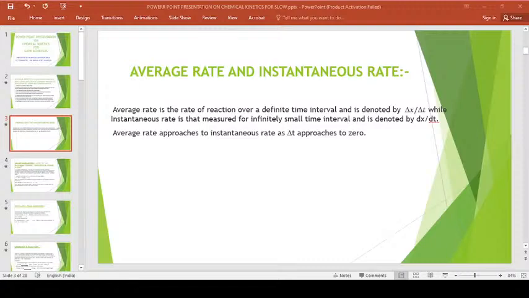Now let us come to the order of a reaction. Order of a reaction is defined as the number of molecules or atoms or ions whose concentration changes as a result of chemical change. Alternatively, it may also be defined as the sum of the powers of the concentration terms in the rate law expression. Reactions may be zero, first, second, or third order according as the order is 0, 1, 2, or 3 respectively.